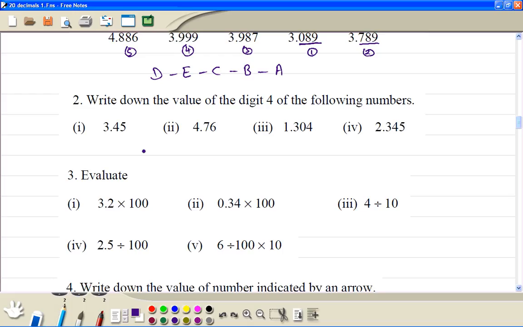So the value of digit 4 here is 4/10. This 4 represents 4 units, 4 ones. This is 4 thousands. Then 4 here, 4 hundredths.